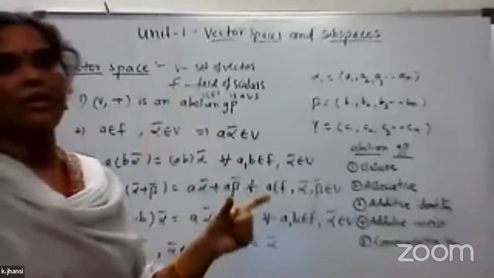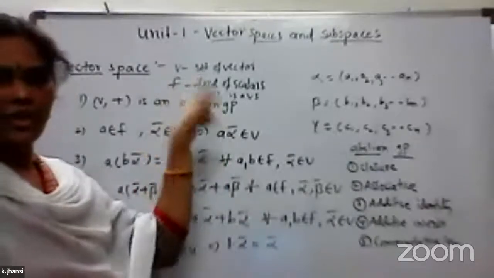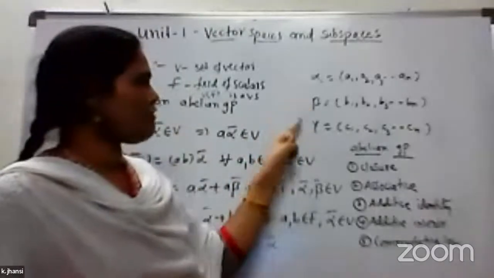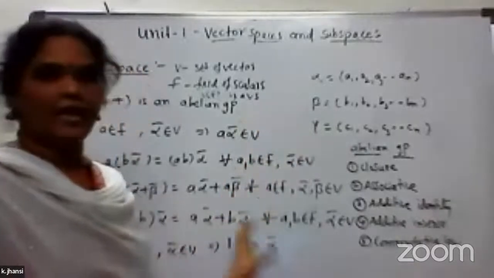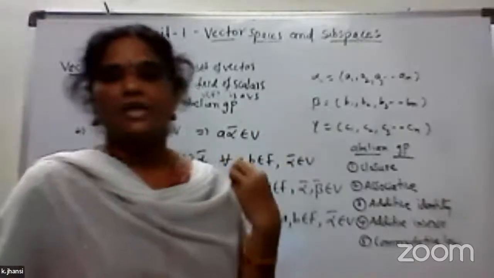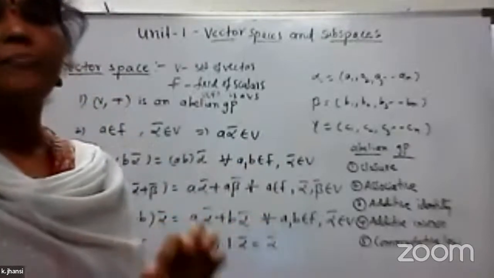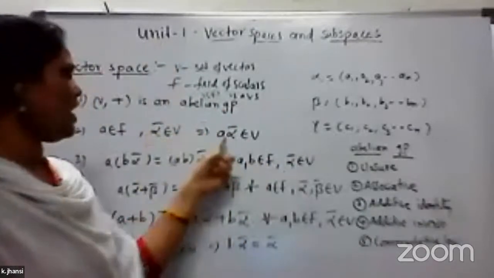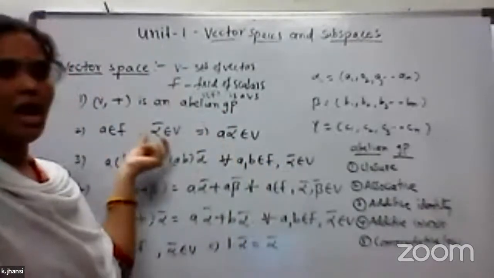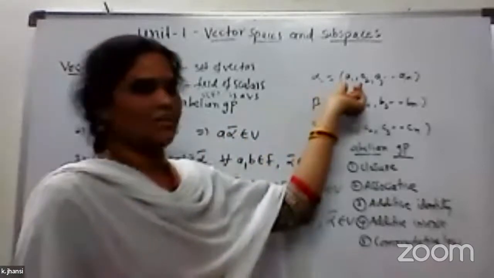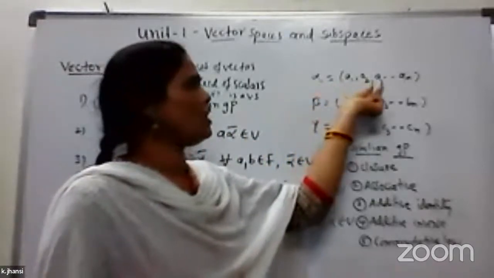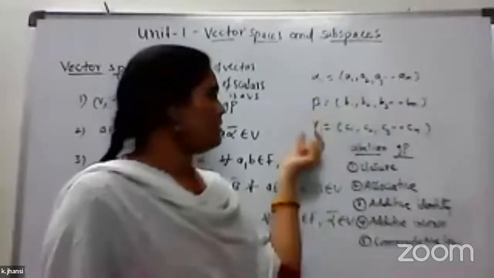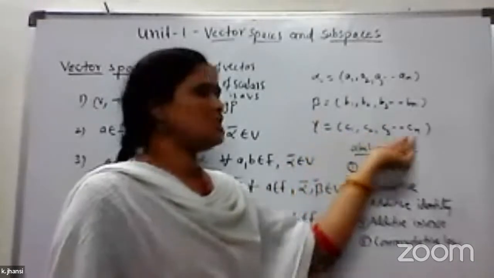So for V of F to become a vector space, this condition it should satisfy. You can take alpha, beta, gamma elements, whether they are complex numbers or real numbers. We do not take alpha directly; you write it as alpha equals a1, a2, a3 up to an. Beta equals b1, b2, b3 up to bn. And gamma equals c1, c2, c3 up to cn.